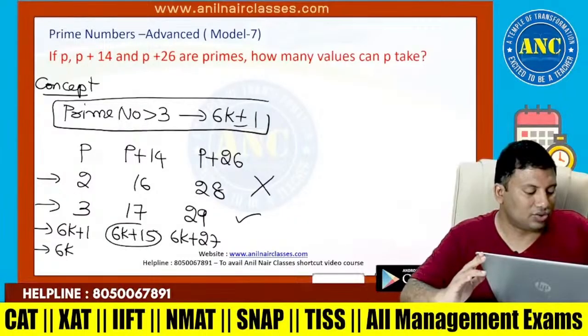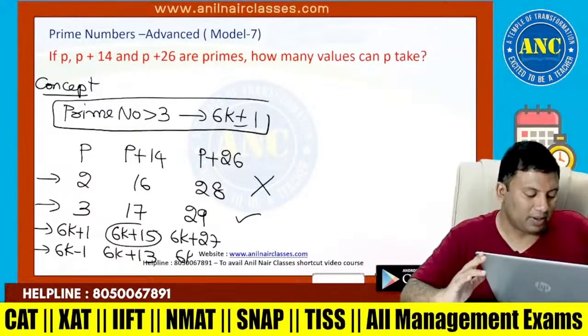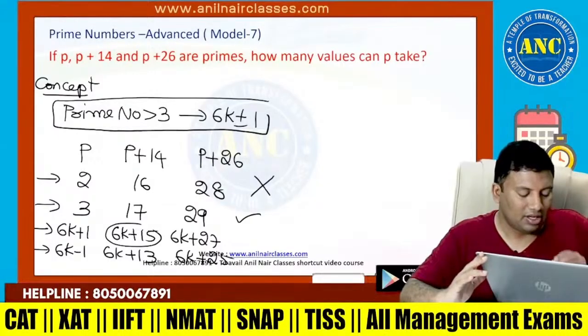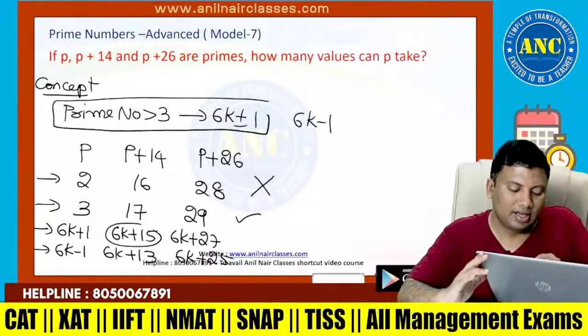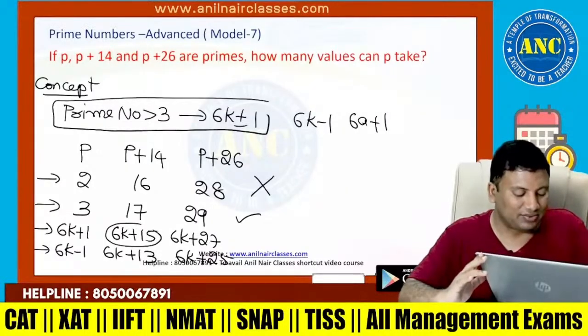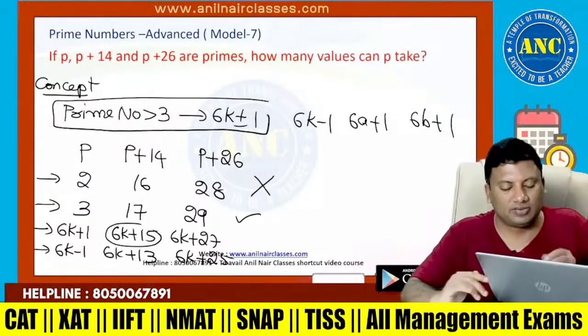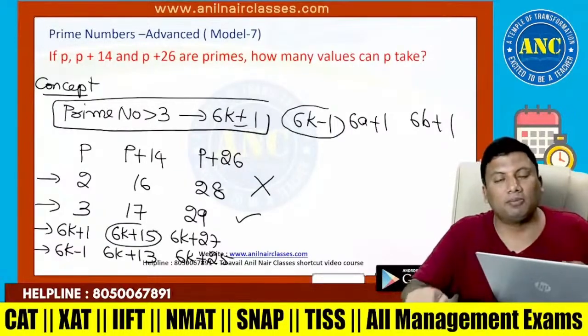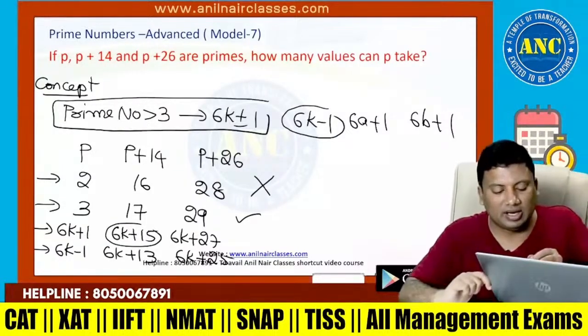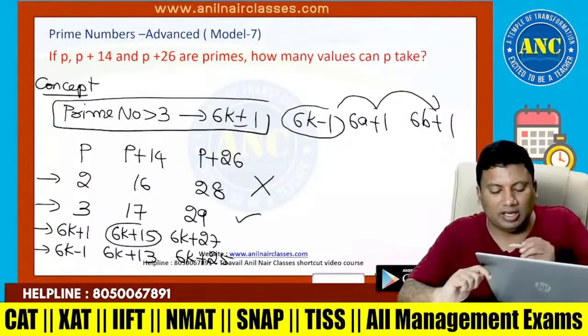6k minus 1, 6k plus 13 and 6k plus 25. So 6k minus 1, if I take k plus 2 common, this is 6a plus 1. If I take k plus 4 common, it is 6b plus 1. There are a few prime numbers of the form 6k minus 1 which give the other two numbers as prime numbers too.